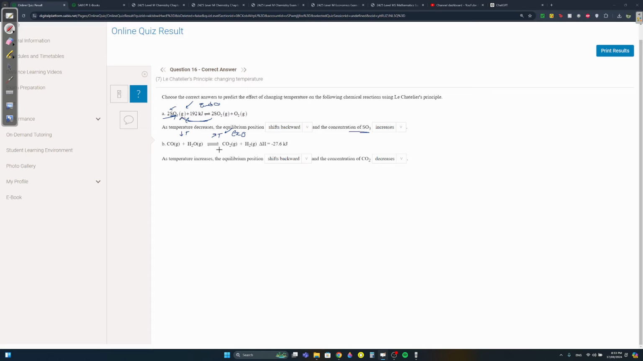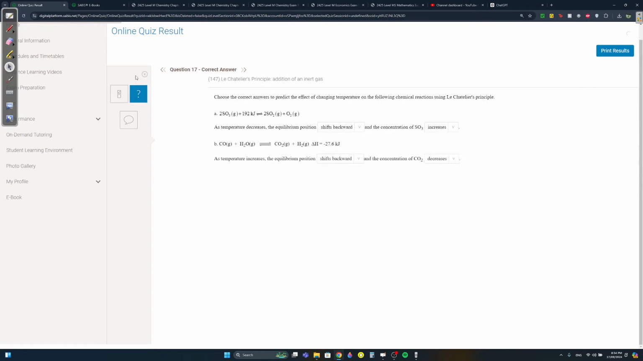How about here? Temperature increases. To counteract it, we have to decrease temperature. If you want to decrease temperature, we want endo, because endo makes it colder. This reaction here is exo. I want endo, so I want the opposite, so I'm going to go backward. What's going to happen? The concentration of CO2 is going to decrease, since we're going away from it.